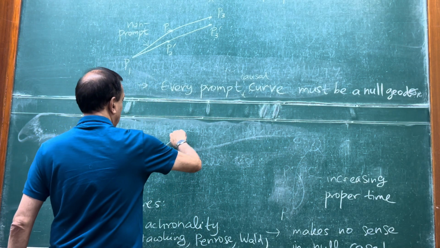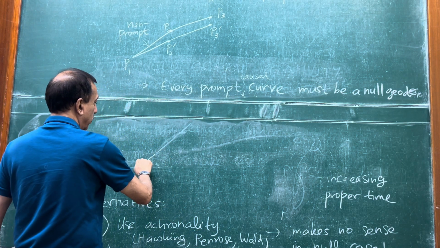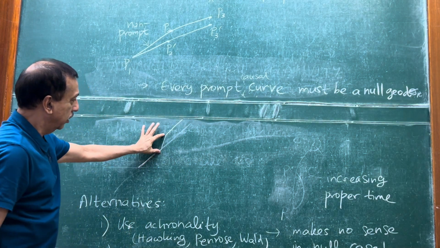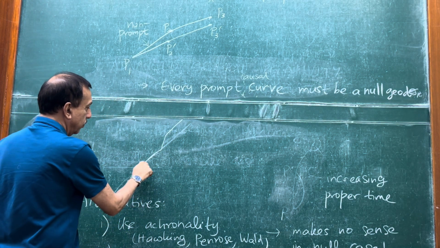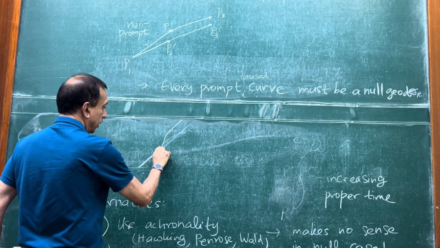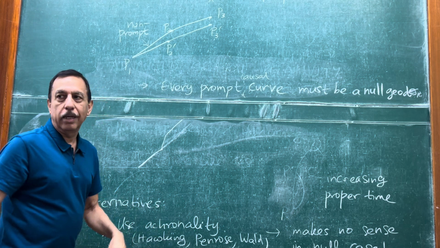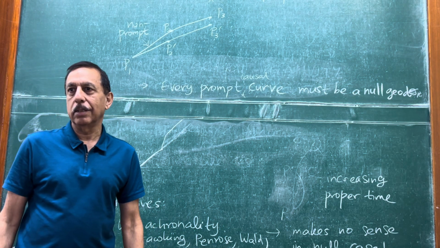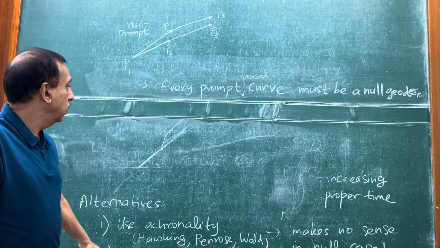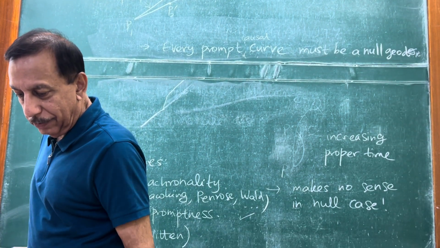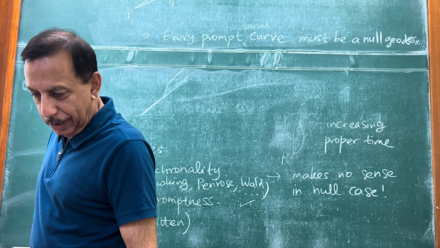So here's something trying to be a prompt causal curve, but for some reason it decides to go time-like in between here. So I simply follow it. And at this point, I don't make the same mistake. I just continue like this and I reach ahead of that person. So the arguments all involve this kind of diagram. Okay.